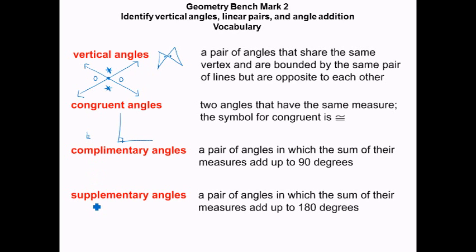Now, complementary and supplementary angles. Complementary angles are a pair of angles that add up to 90. So I could have a 30-degree angle and a 60-degree angle. I didn't draw those to scale, obviously, but if I add them together, they're going to equal 90. So 30 plus 60 equals 90. And that can be any two. I could have a 1-degree angle and an 89-degree angle.